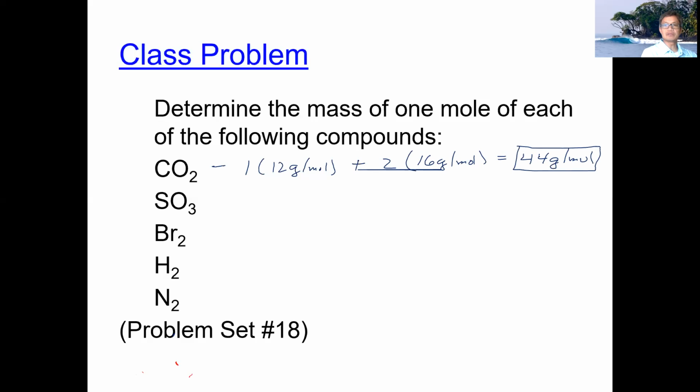Now make sure you understand, I'll just write up here for you, what that molar mass is telling us. It's telling us that if we have 1 mole of carbon dioxide, and we're able to measure that and weigh that out on a triple beam balance or on a balance of some kind, it will give us a mass of 44 grams.